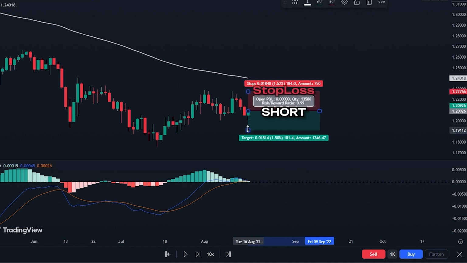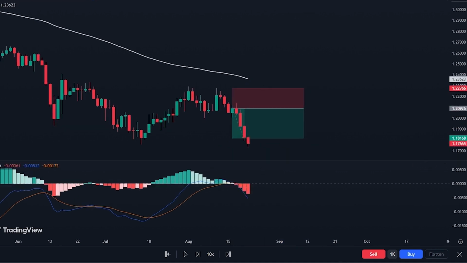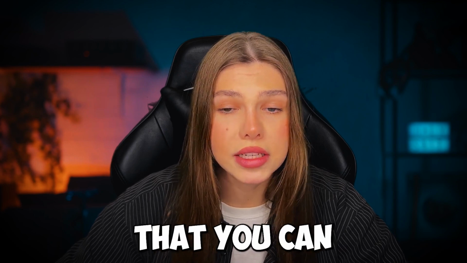Now for your stop loss, place it above the nearest swing high and set your profit target at 1.5 times your stop loss. And as you can see, the price reaches our profit target, marking this as a successful trade. So that was a simple MACD strategy for beginners.